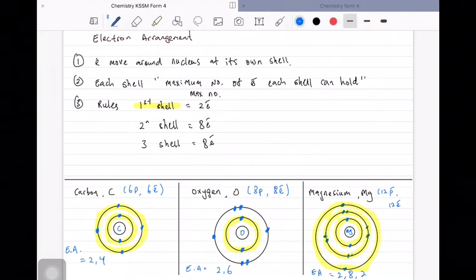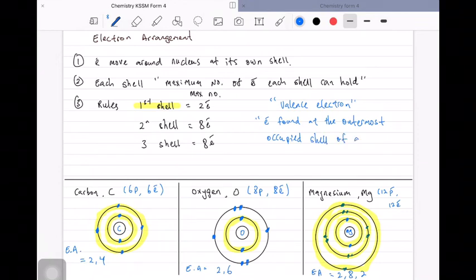Now one of the terms that we have to learn is valence electron. What is a valence electron? A valence electron is the electron found at the outermost occupied shell of an atom. What does this mean? It means the electrons in the last shell, the outermost shell.